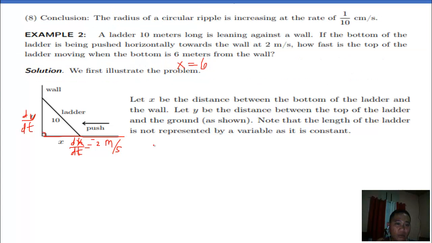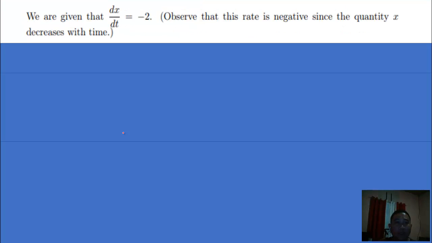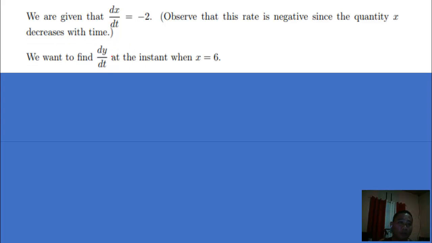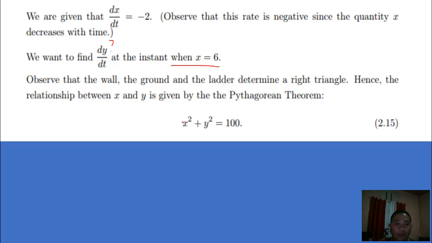Of course, why is it negative 2? Because it is decreasing. Its x, actually, is decreasing. So, we are given that dx over dt is negative 2. Observe that the rate is negative since the quantity x decreases with time. We want to find dy over dt at the instant when x equals 6. And we also have x squared plus y squared equals 10 squared, that is, x squared plus y squared equals 100.